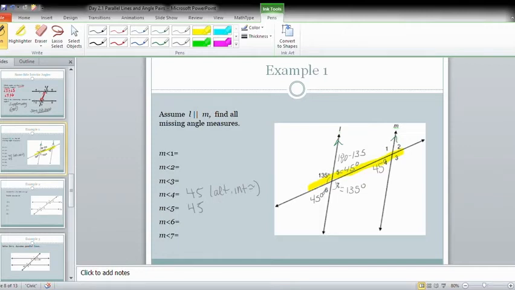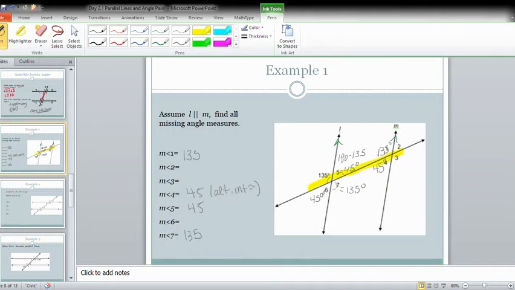We can say the same thing for angle 7 and angle 1 because, again, alternate interior angles. So this guy's 135 and so is angle 7, right? Alternate interior angles. And I could keep moving through those relationships, right?